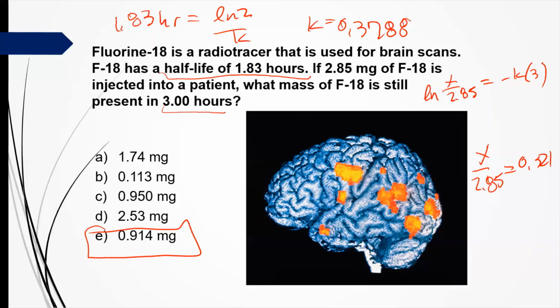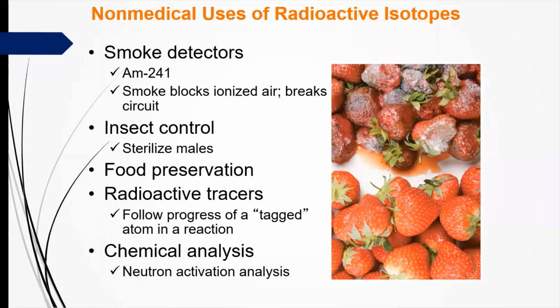Now, there are some other non-medical uses of radioactive isotopes. We use them in smoke detectors, right? The smoke blocks ionized air, and so it breaks the circuit. And so that's one way we can tell. You can also use it in insect control. One way that they've done that is they looked at sterilizing all of the male mosquitoes, right? That way the insects can't reproduce, and so they don't carry on.